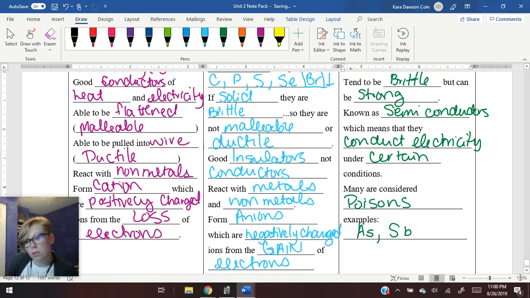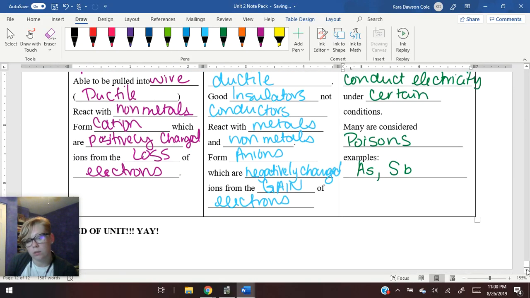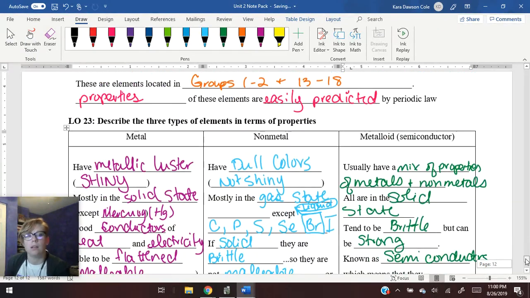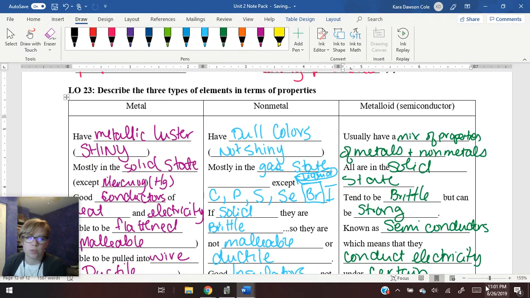That concludes Unit 2 notes. So you're at the end of the unit. Yay! And again, this was learning objective 23, which is to describe the three types of elements in terms of their properties. So you have metal, nonmetal, and metalloid. You should be able to identify the properties of a metal, the properties of a nonmetal, and the properties of a metalloid. So for your test.